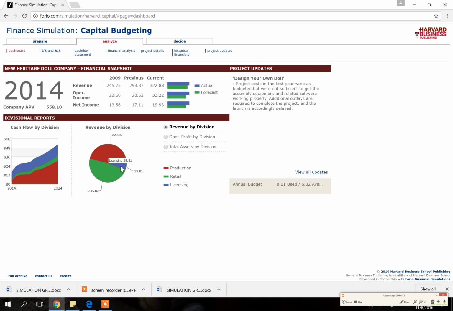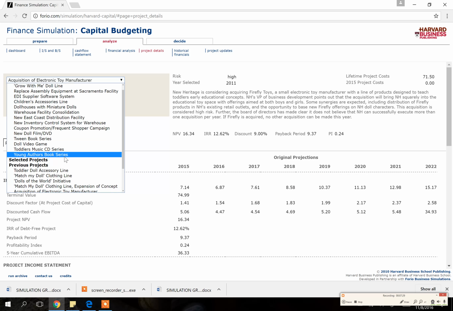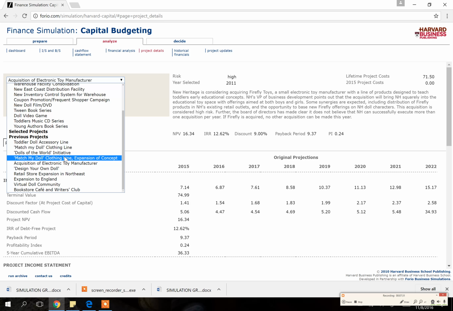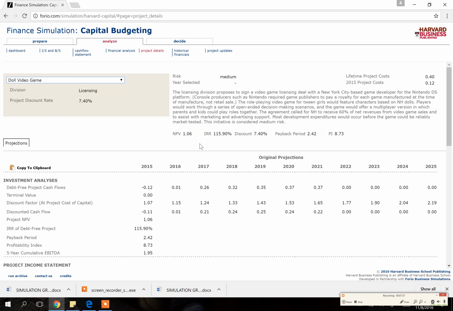Licensing's kind of a safe bet. You make something, you sell the license. So video games and stuff like that are going to be a safe bet, but they're not going to have as high a reward on your return as something else. So if we go back and we look at the doll video game, your NPV is 1. It's not horrible, it's not great. Your IRR is 115%, which looks super appealing.